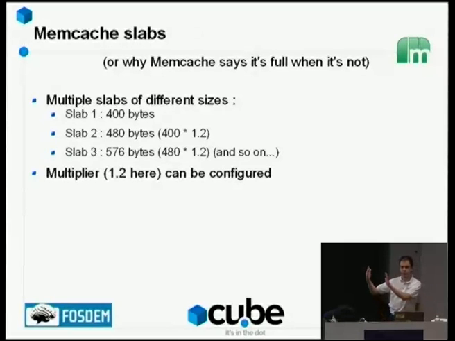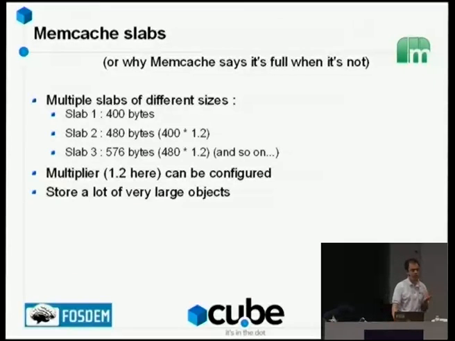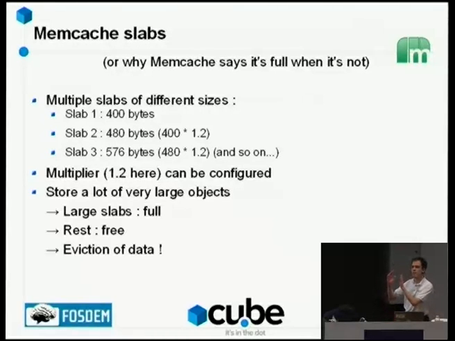Until at the end, you have a very small chunk available, a very small slab available for items of 1 megabyte. Now let's imagine you're trying to store a lot of items of half a megabyte. Then at some point, that large slab is going to be full, while the rest of your Memcache might still be free. And it's going to kick out, or it's going to evict, as we call it, data from that large slab. It's going to remove the least recently used information.